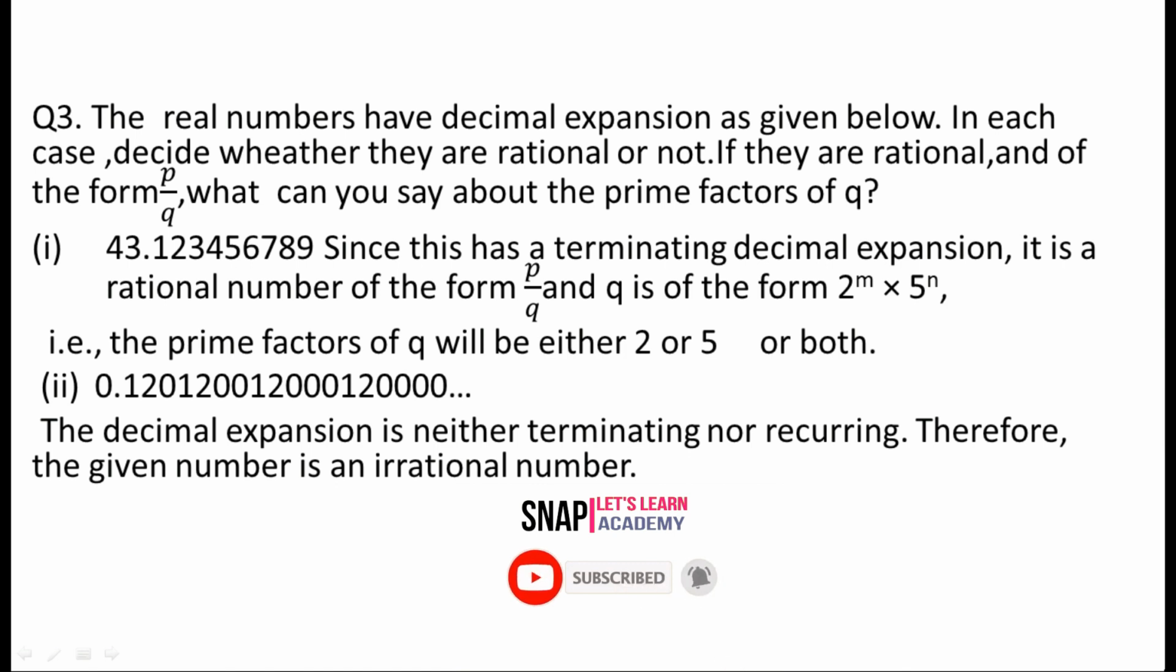Question number 3. The real numbers have decimal expansion as given below. In each case, decide whether they are rational or not. If they are p by q, what can you say about the prime factors of q? Here we have to find whether the given expansion is terminating or non-terminating, whether they are rational or irrational. If they are rational, then we have to say what the prime factors of q are.